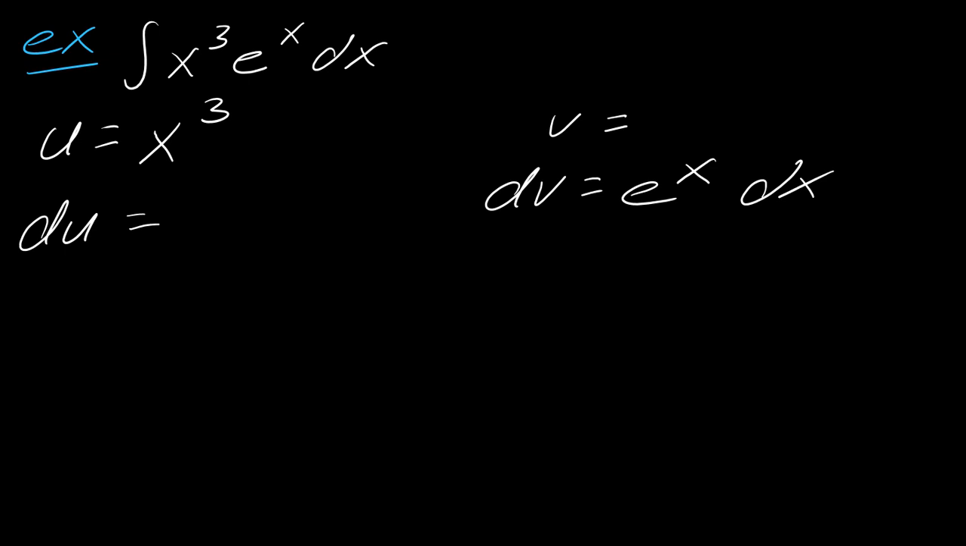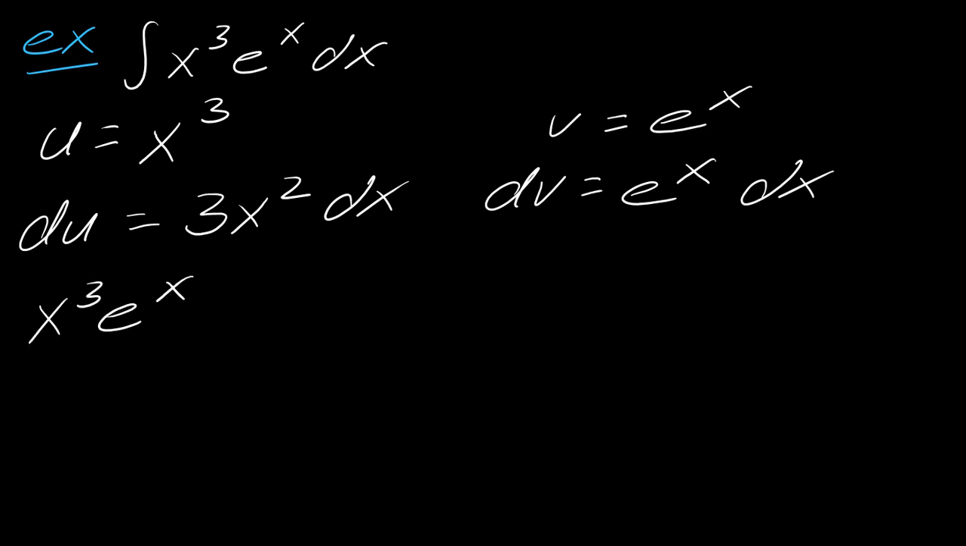So then my du will be 3x squared dx, and my v will just be e to the x. Now here's the deal. If I set up my uv, this is x cubed e to the x minus my v du. So that'll be 3x squared e to the x dx. So this is my v times my du all multiplied together.